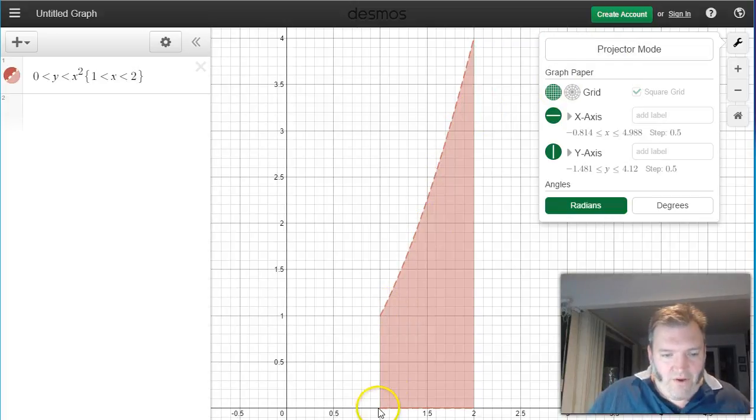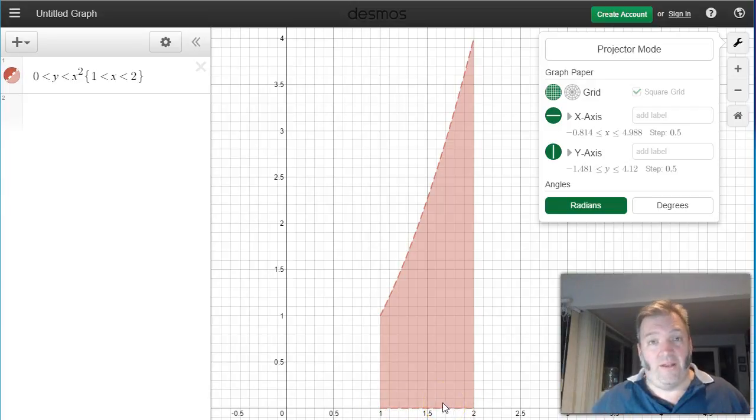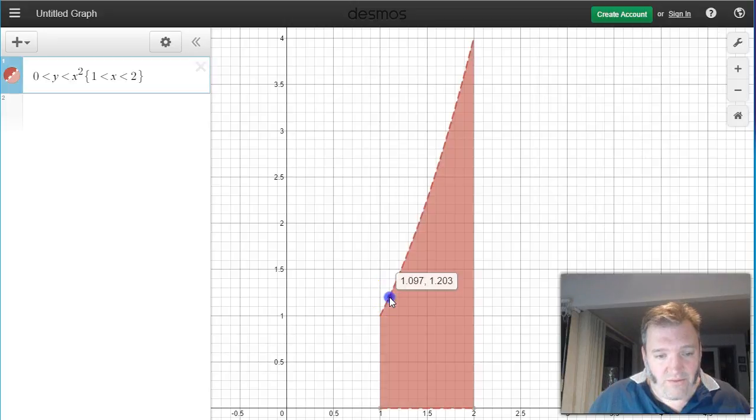Upper rectangles, remember, would start by using 1.1. If we've got 10 strips from 1 to 2, each one would be 0.1 wide, so it'd start at 1.1. What's the height at 1.1? Well, 1.1 squared is 1.21.